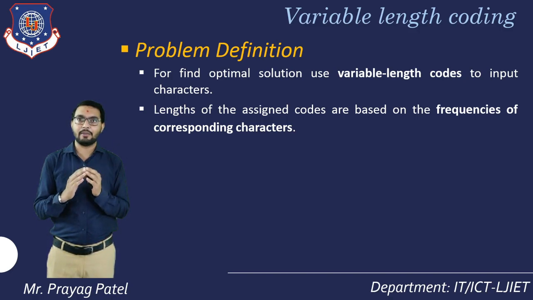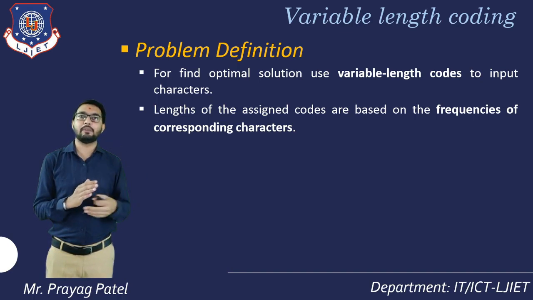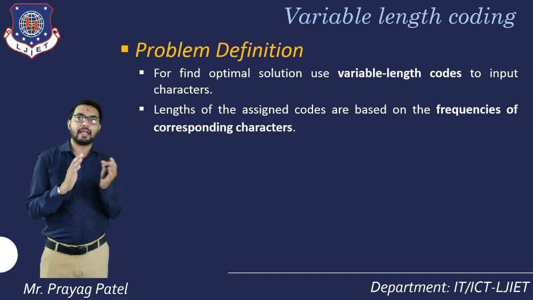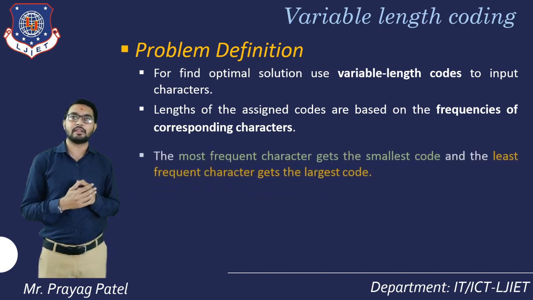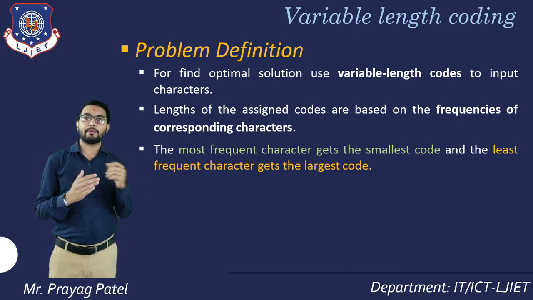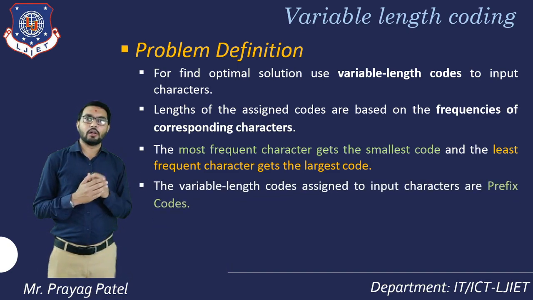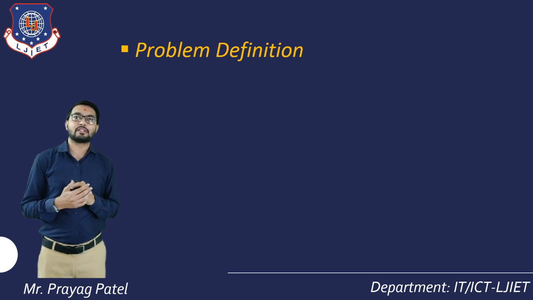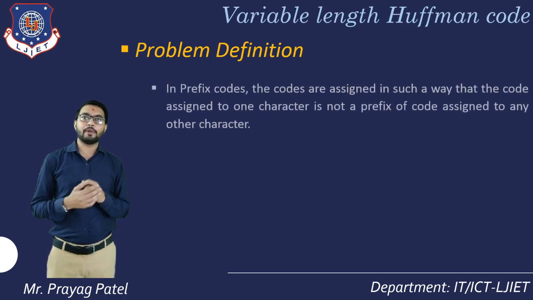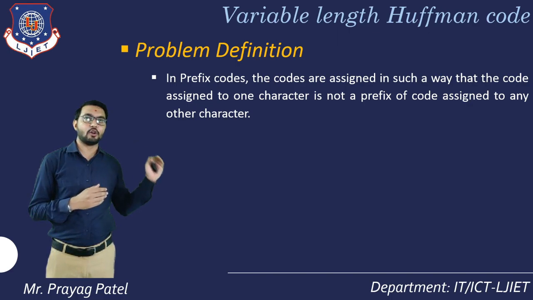A character that is less repeated gets a higher code length, and a character that is frequently repeated gets the minimum code length. The most frequent character gets the smallest code and the least frequent character gets the largest code. The variable length codes assigned to input characters are prefix codes. Now what is a prefix code? In a prefix code, the codes are assigned in such a way that the code assigned to one character is not a prefix of the code assigned to any other character.